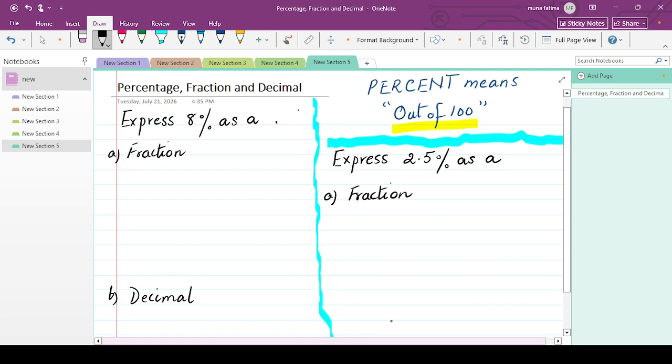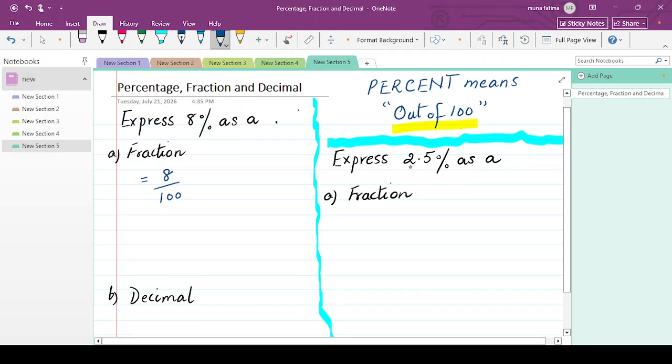Percentages, fractions, and decimals. Percent, before we start, means out of 100. And this is going to form the basis of the questions we are going to do right now. The first one says express 8% as a fraction. 8% means 8 out of 100.